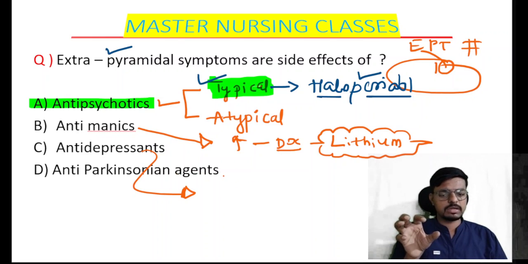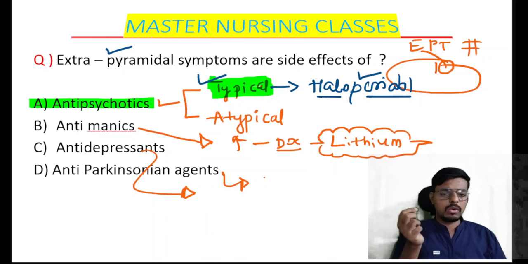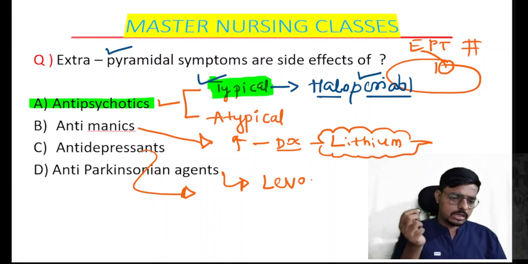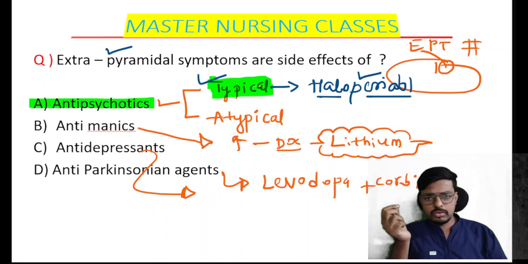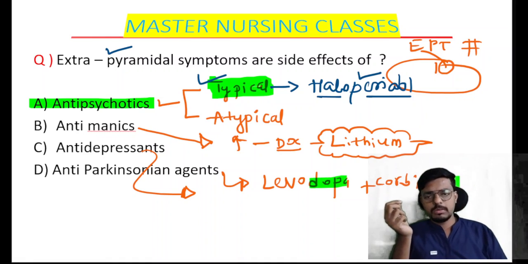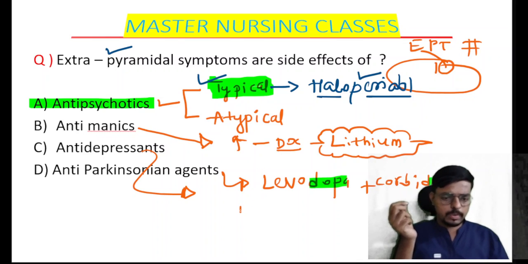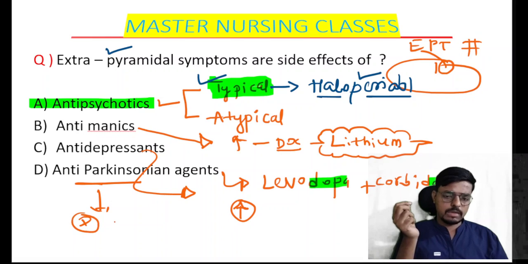In anti-Parkinsonism medicines, there are two widely used drugs they can ask in the exams: levodopa and carbidopa. You can see that in both drugs, dopa is common. These drugs are given to increase dopamine in our brain. Why? Because in Parkinsonism there is a deficiency of dopamine.